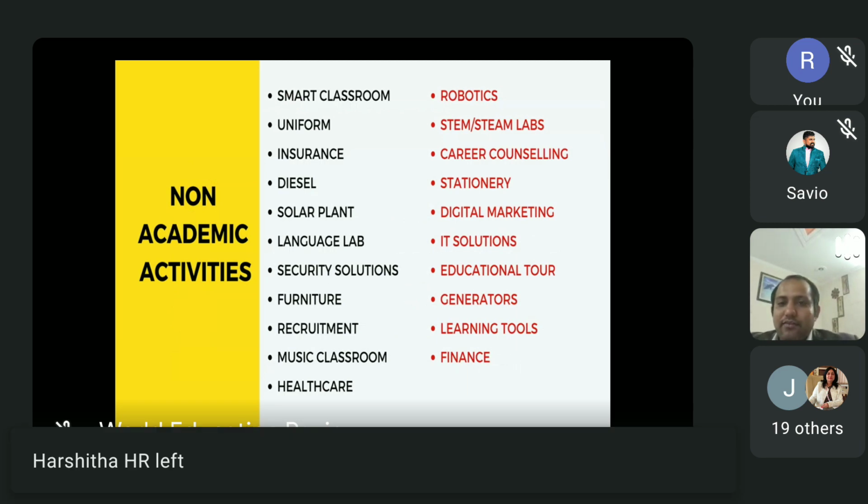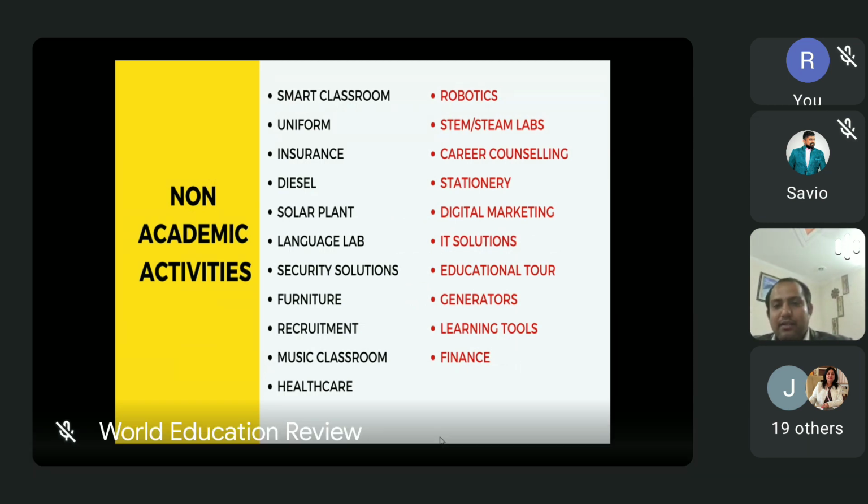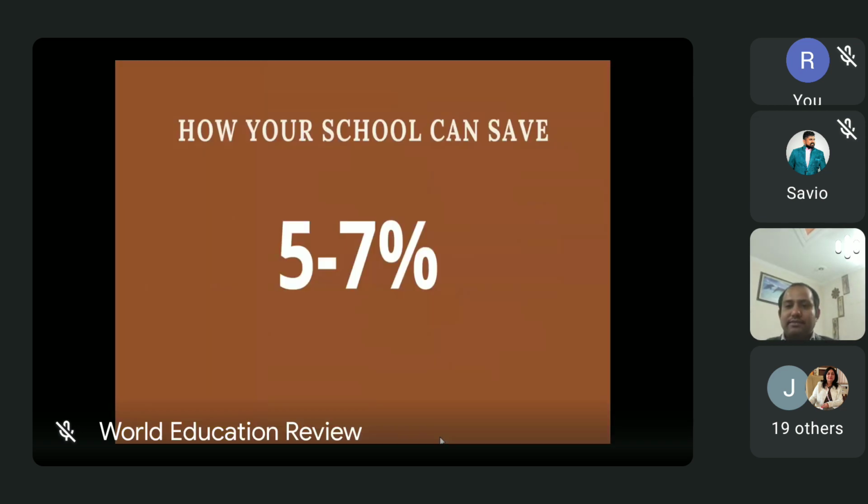These are different areas where we are helping educational institutions: smart classroom procurement, uniform, insurance, diesel, solar plant, language labs, security solutions, furniture, recruitment, music classrooms, healthcare, robotics, STEM STEAM labs, career counseling, stationery, digital marketing, IT solutions, educational tours, generators, learning tools, and finance.